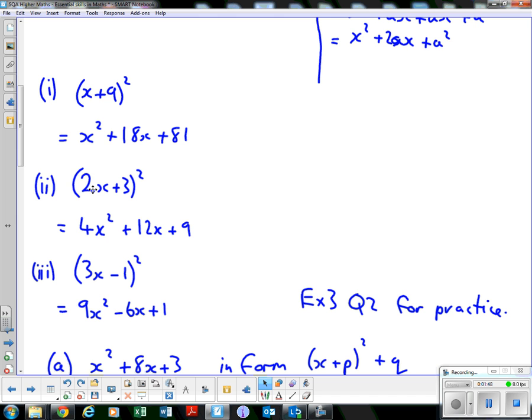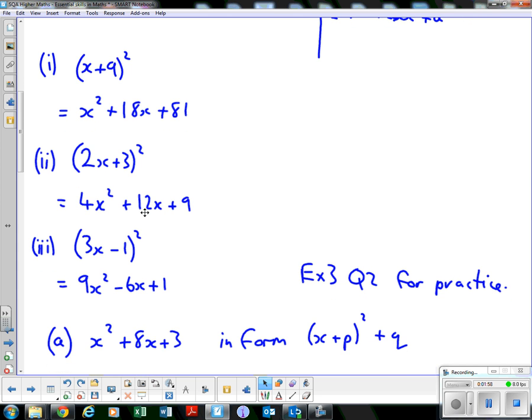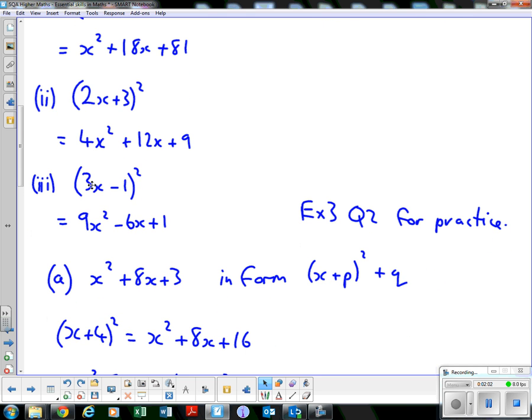Same thing here. Square the first term, square the last term, so 4x squared plus 9. And we'd also have 2x times 3 and 3 times 2x from our outside and inside terms, so that'll be 12x. So we could have done 3 times 2x, then doubled it. Same again here, (3x minus 1) all squared, so 9x squared when we square the first term, positive 1 when we square the last term, minus 1 times 3x is minus 3x, double that for the middle term of minus 6x.